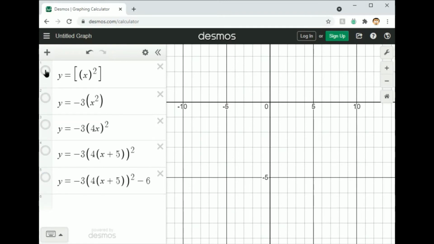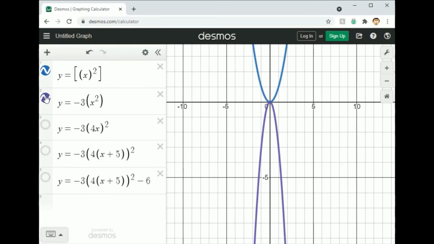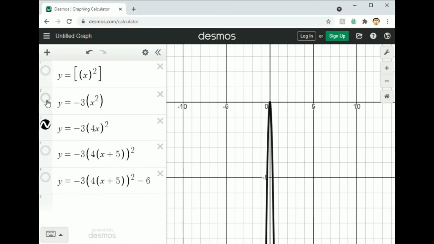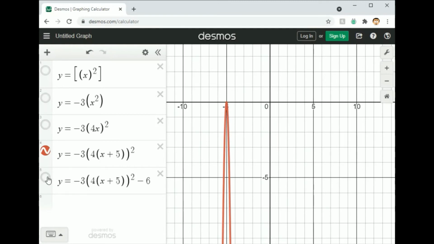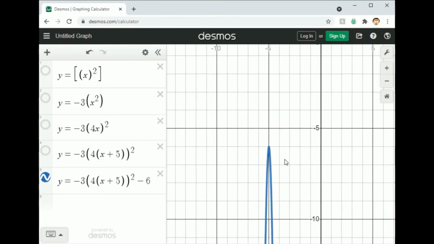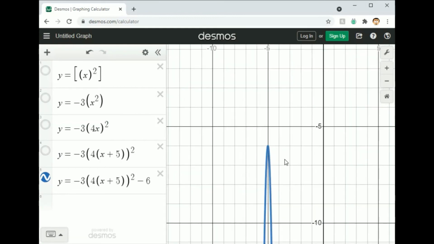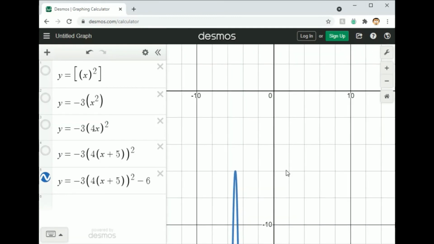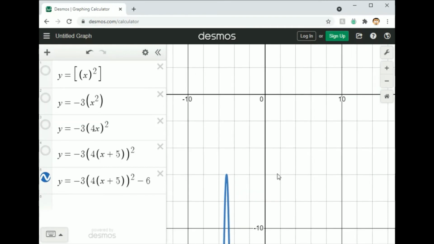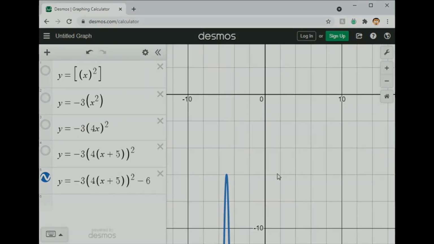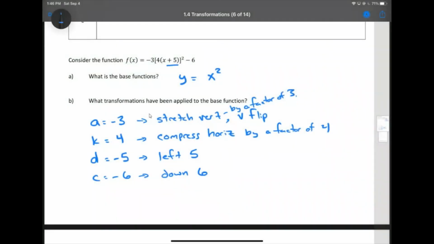So just to go back again, we started with that. We stretched it upwards and then flipped it. We then compressed it horizontally. We then shifted it 5 to the left. We then shifted it down 6. And there's our final graph. Cool. All right, moving back to our lesson page.